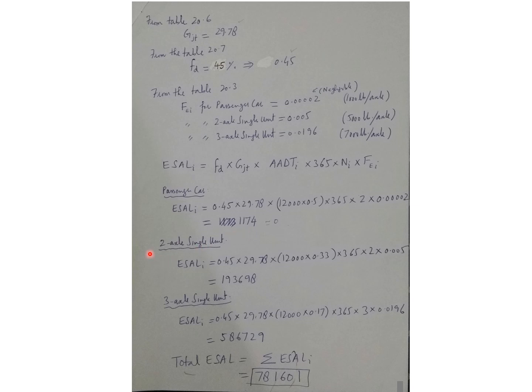Then look at 2XL single unit vehicles using the formula again. So you can see 0.45, that is the F sub D, 29.78, that is the growth factor, and look at this, 12,000 multiplied by 0.33, because this is the annual average daily traffic in both directions given in the question statement, and it is being multiplied by 0.33 because 2XL single unit vehicles are comprised of 33% of the traffic mix.